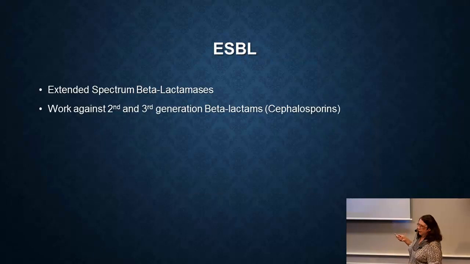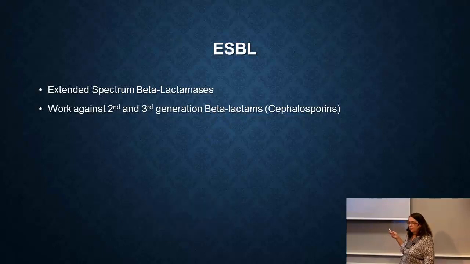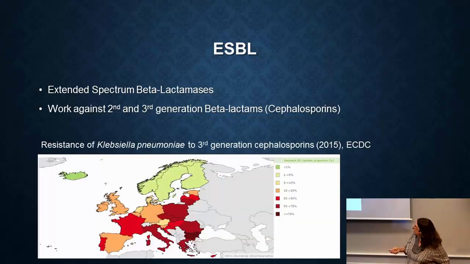And what has happened over time is that we've gotten more and more problems with penicillin resistance. The original beta-lactamases have evolved to produce something called extended spectrum beta-lactamases, or ESBL. I mentioned those last week briefly. These beta-lactamases work against second and third generation beta-lactams, which include the cephalosporins that I showed the structure of before. These are becoming an increasing problem in the world, in Sweden, in Europe, etc. And I'll show you that here.